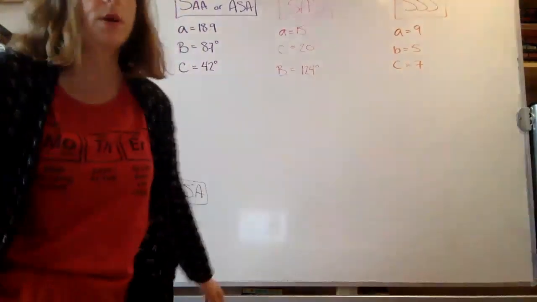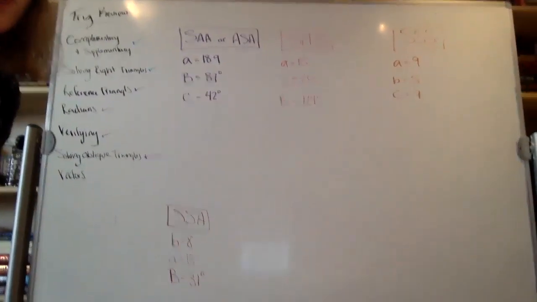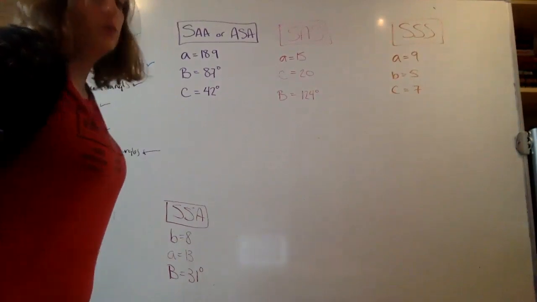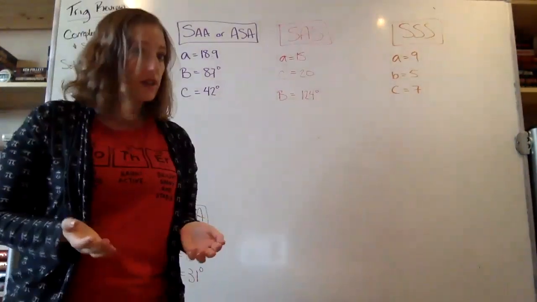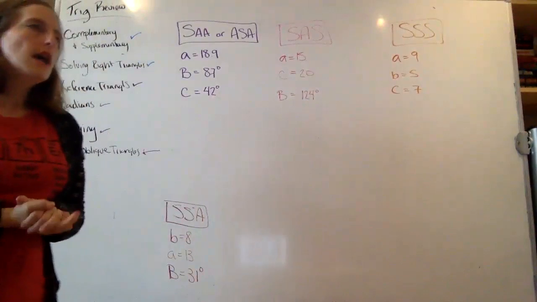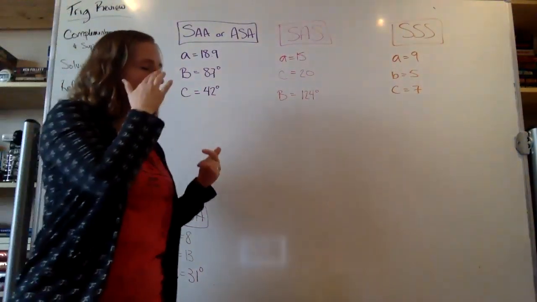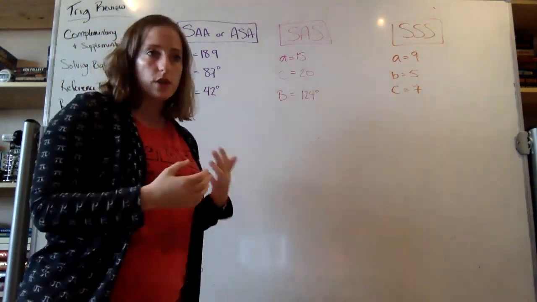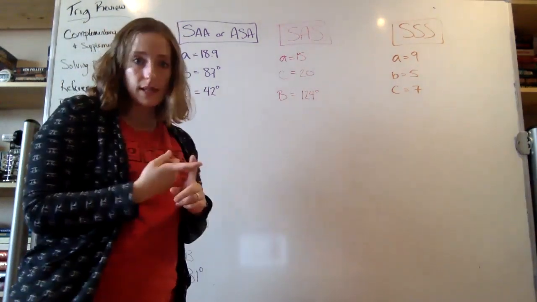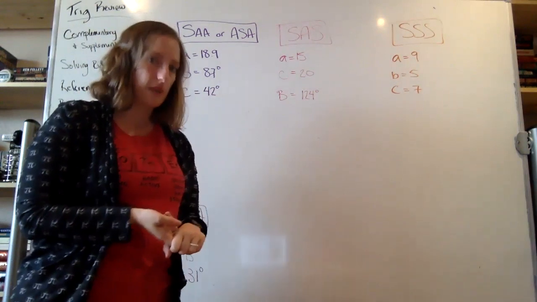All right, so we're gonna go back to solving oblique triangles. So remember, an oblique triangle is any triangle that's not a right triangle. And to solve an oblique triangle, that means finding all the angles and all the side lengths. In order to solve, we need to know one side length and two additional pieces of information, okay?